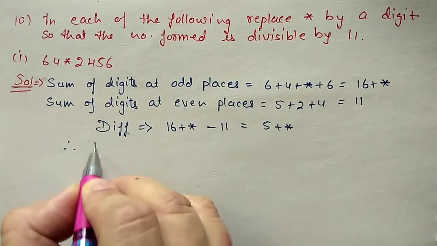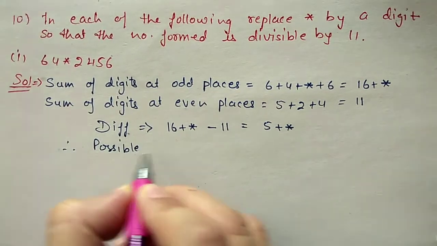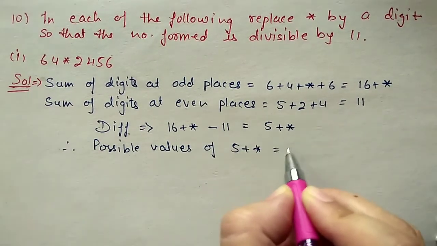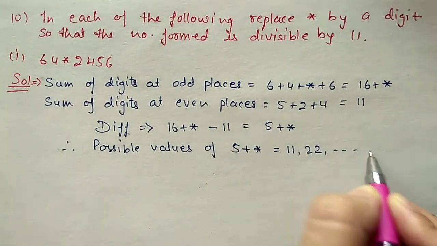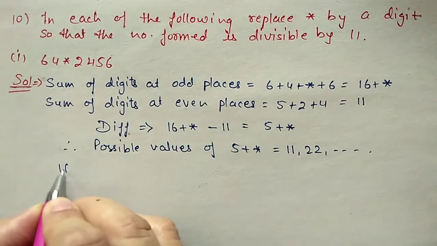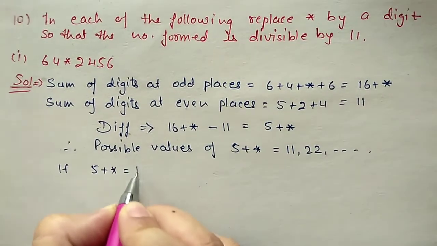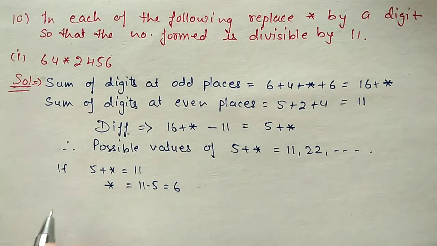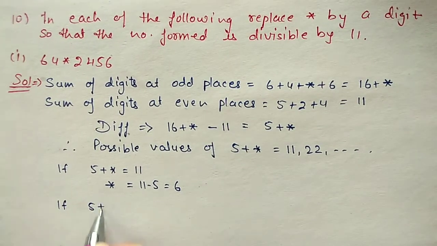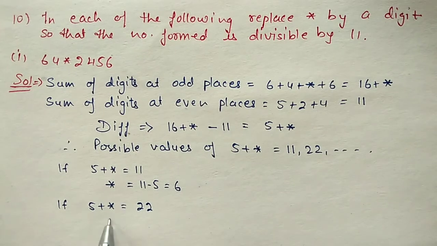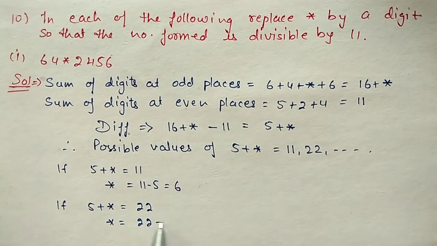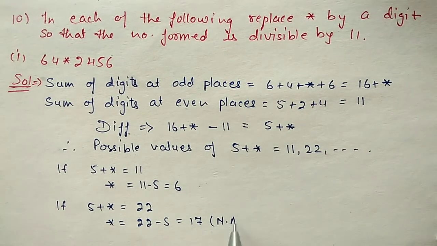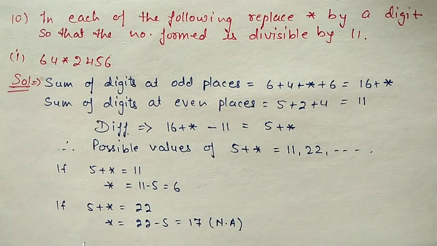So therefore possible values of 5 plus star is equal to 11, 22, 33 and so on. So we will compare one by one. If 5 plus star is equal to 11, in that case star value will be 11 minus 5, which is equal to 6. If we compare with the second number, 5 plus star is equal to 22, then star value we are getting here is 22 minus 5, which is equal to 17. So this is a 2-digit number, so this is not applicable. So possible value of star will be 6.